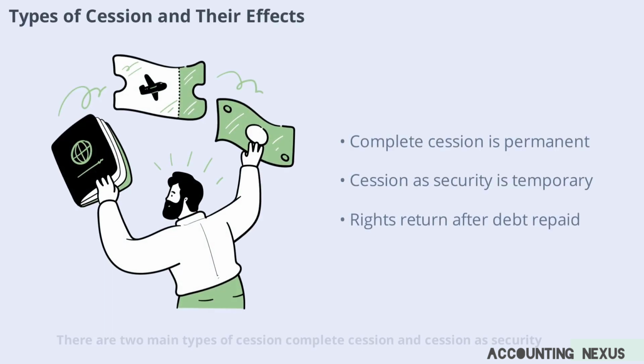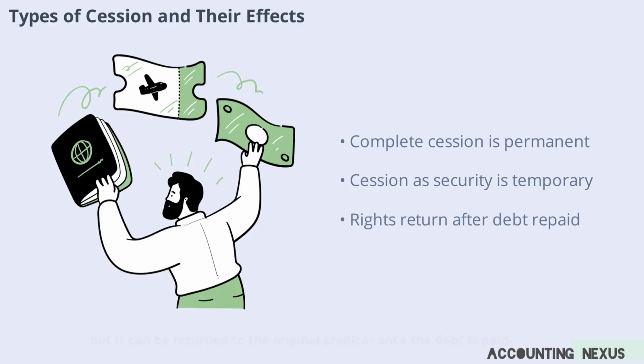There are two main types of cession: complete cession and cession as security. In a complete cession, the right is fully transferred to the cessionary, who then becomes the only person entitled to enforce that right. For example, if Danny cedes the proceeds of a savings policy to Tandeka in exchange for a loan, Tandeka will receive the payout directly when the policy matures.